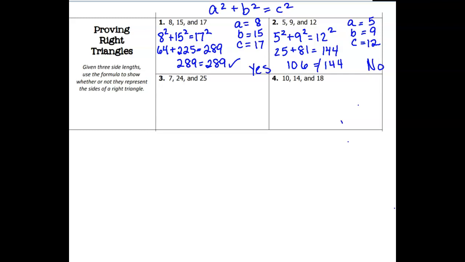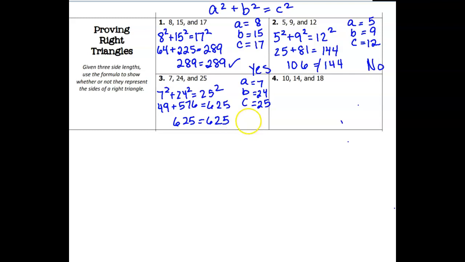If you want to pause the video and try the next two and then see if you got the right answer, we're going to identify our A, B, and C. So we've got 7 squared plus 24 squared. Does that equal 25 squared? So we have 49 plus 576, and does that equal 625? Well, when we add 49 to 576, yep, we got 625 is equal to 625. So we know that's a yes.